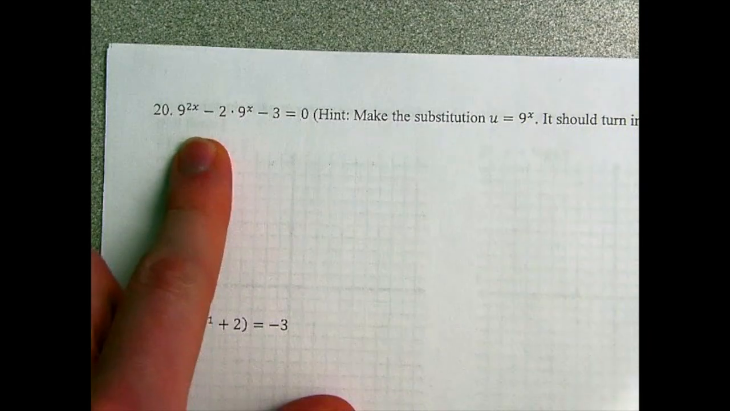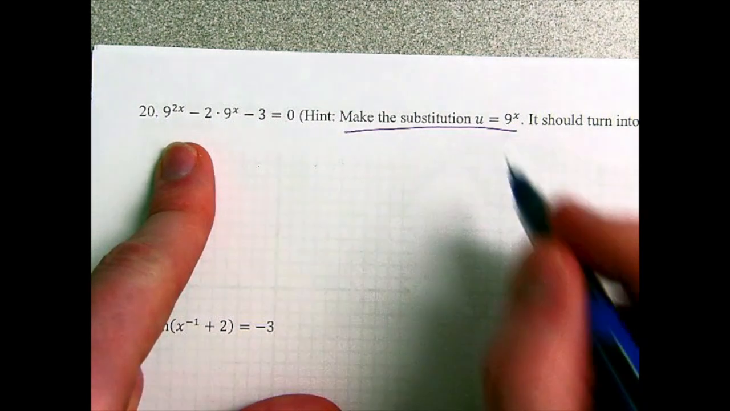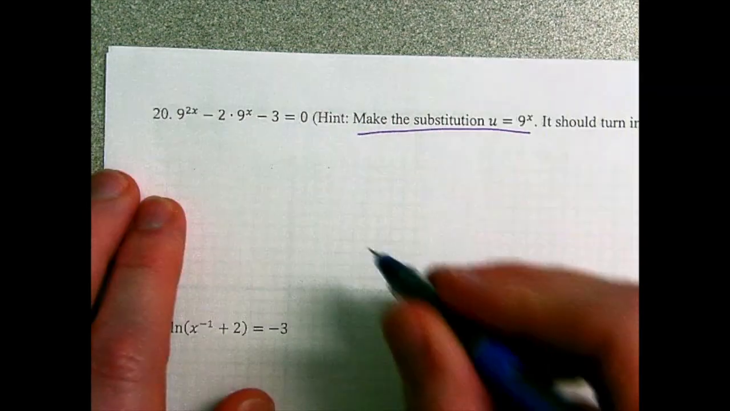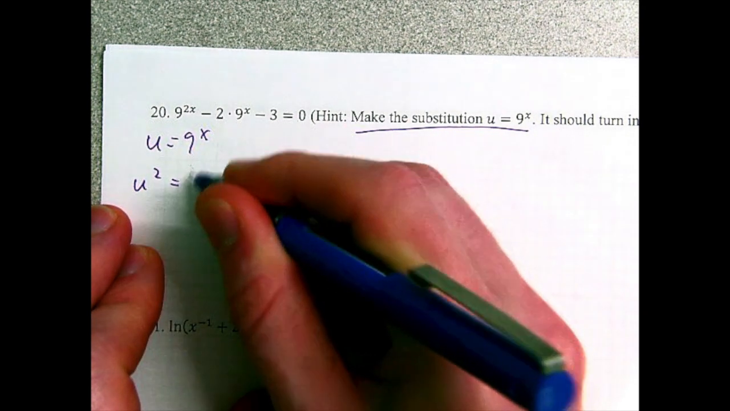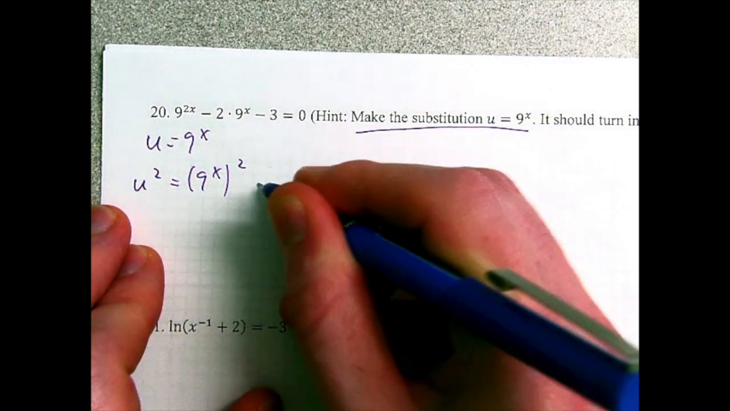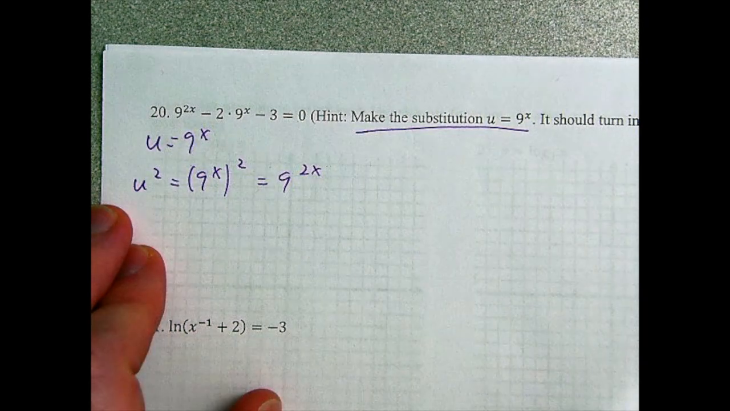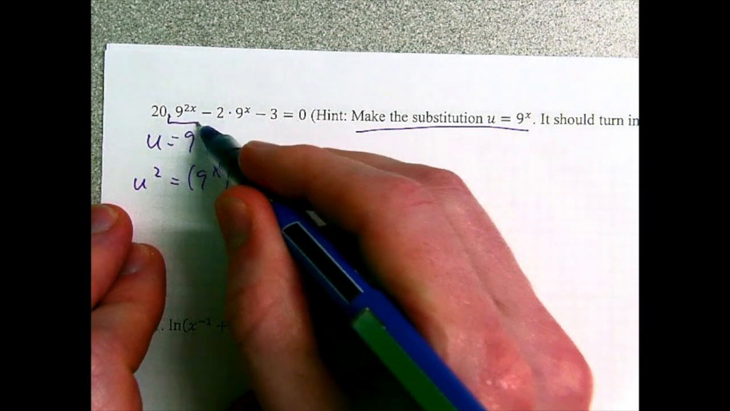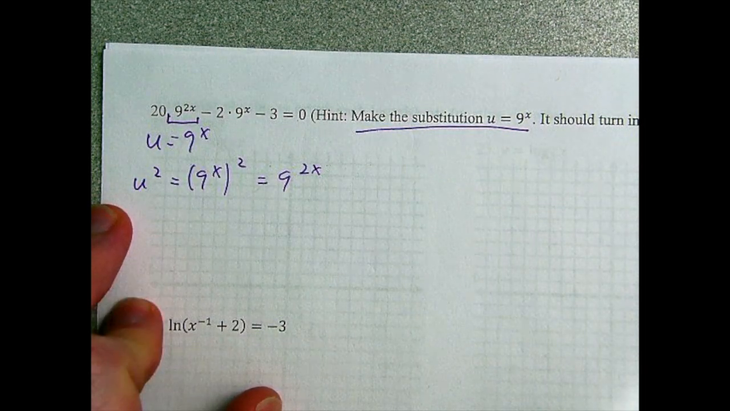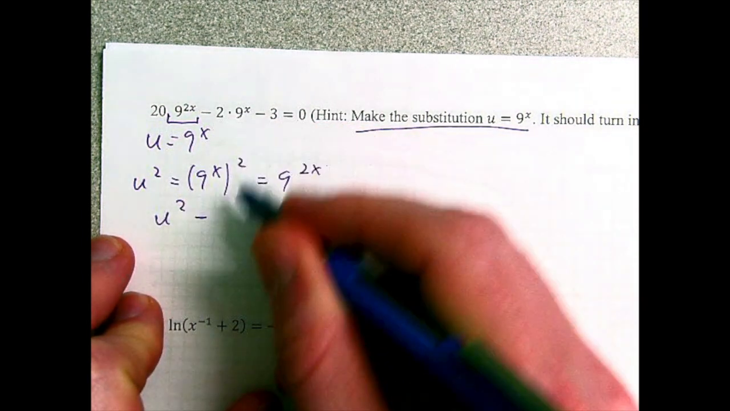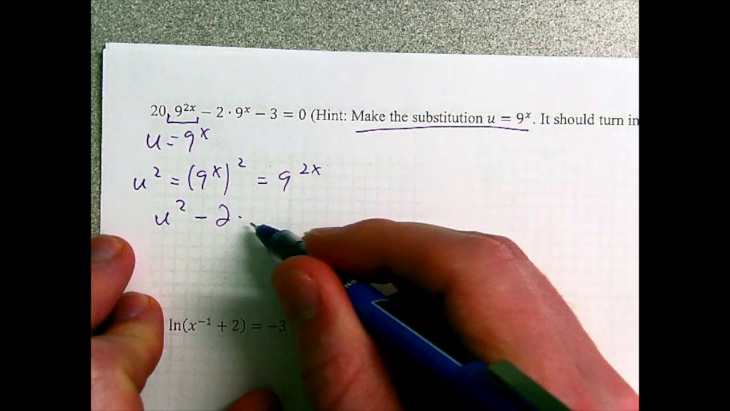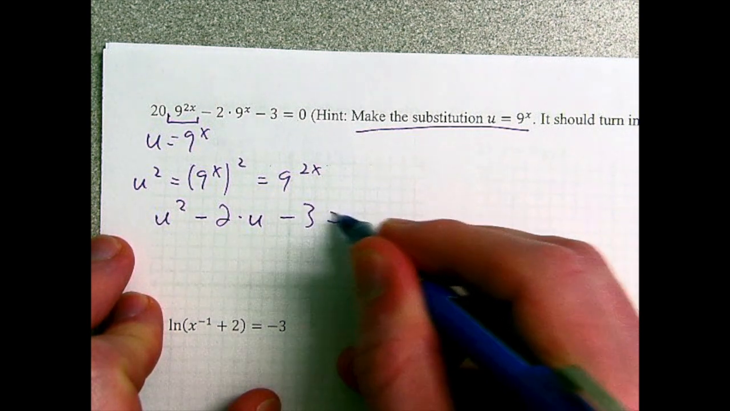Number 20. I'll give you a hint on this one. Make the substitution u is equal to 9 to the x. If you make u equal to 9 to the x, that tells you that u squared is equal to 9 to the x squared, which is 9 to the 2x. That's useful because 9 to the 2x is exactly what you have right here. So you can replace that 9 to the 2x with u squared, minus 2 times 9 to the x, that's just u, minus 3 equals 0.